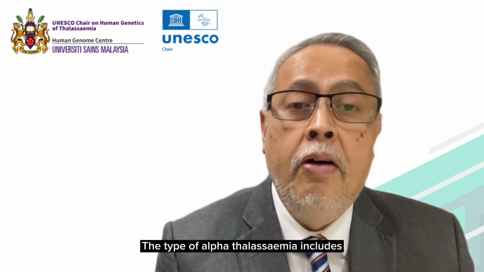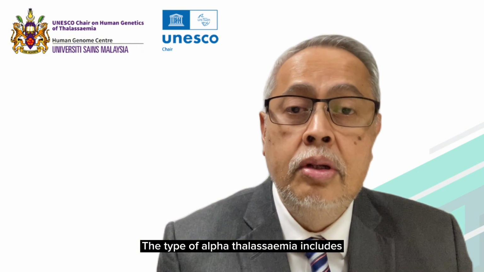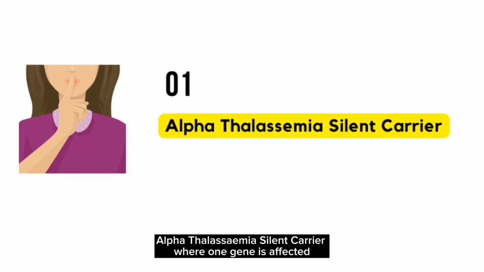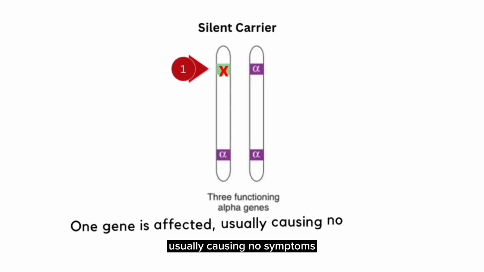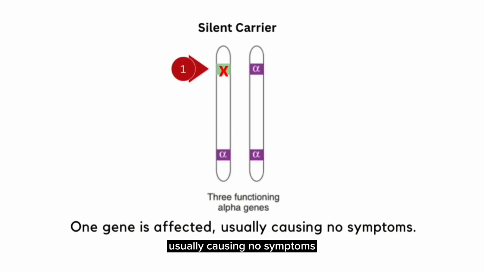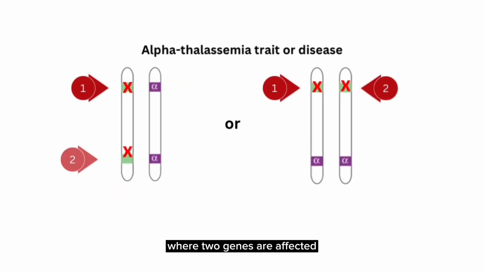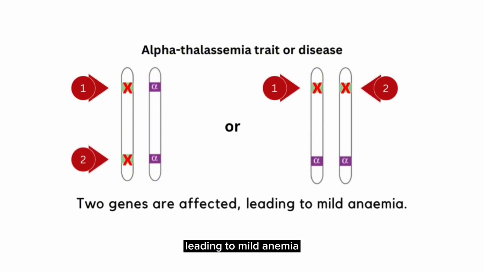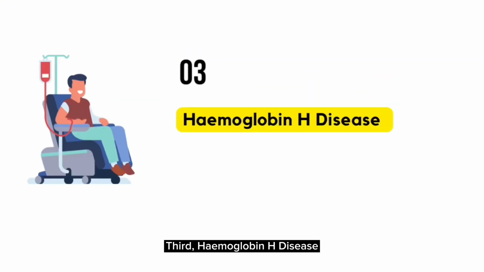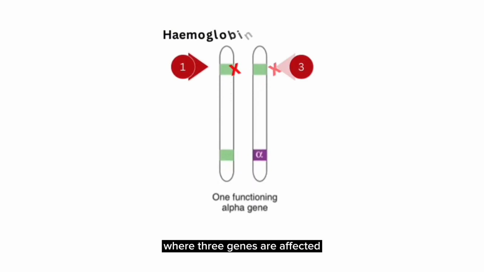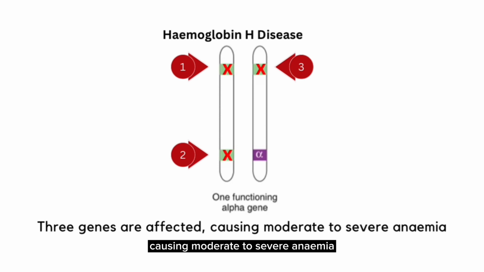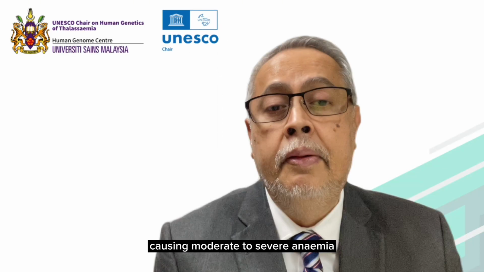The types of alpha thalassemia include: first, alpha thalassemia silent carrier, where one gene is affected, usually causing no symptoms. Second, alpha thalassemia trait, where two genes are affected, leading to mild anemia. Third, hemoglobin H disease, where three genes are affected, causing moderate to severe anemia.